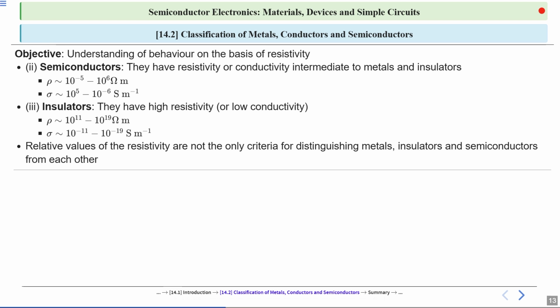Resistivity measures how well a material resists electric current, but it's not the only factor in classifying materials. Metals, insulators, and semiconductors differ not just by their resistivity values but also by their atomic structure and how electrons behave.